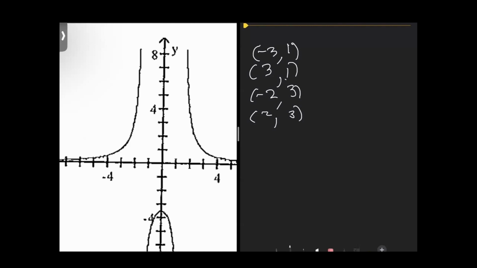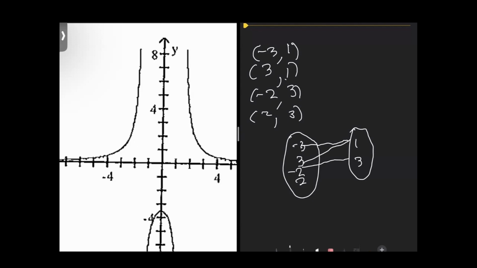So visually, if we had to do a little diagram, and you put -3, 3, -2, and +2, and then we do another one with 1 and 3. Visually, you see -3 goes to 1. +3 also goes to 1. -2 goes to 3. +2 also goes to 3. So visually, it's not 1-to-1.